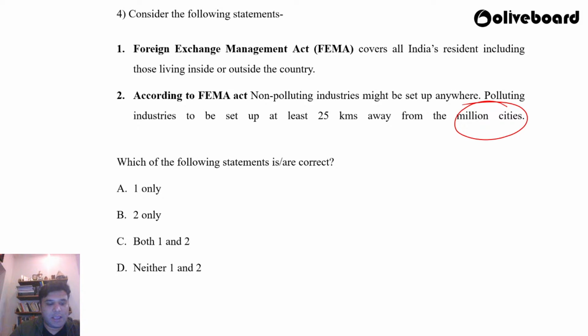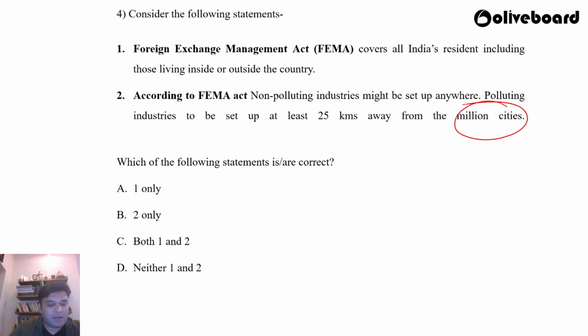Manjot feels the answer is A. 1 only. Ishita feels the answer is C. Both 1 and 2. I'm waiting for some more responses to filter in. Waiting for more aspirants to contribute and to be a part of this invigorating exercise. Consider the following statements. Statement number 1. FEMA covers all India residents including those living inside or outside the country. Statement number 2. According to FEMA, non-polluting industries might be set up anywhere whereas polluting industries are to be set up at least 25 kilometers away from the million cities.